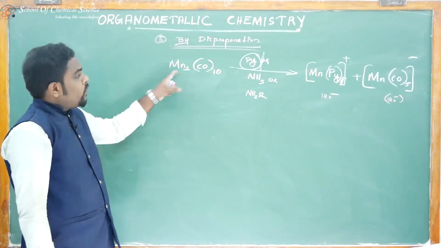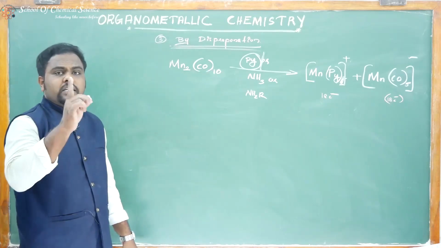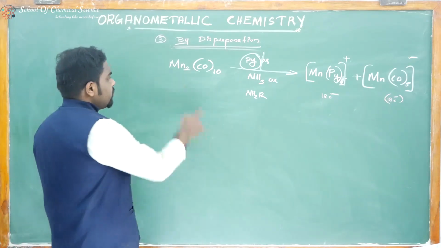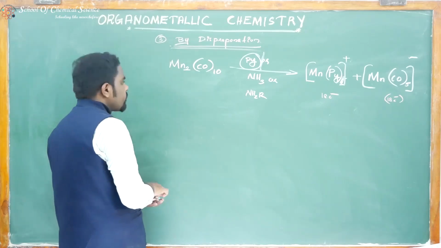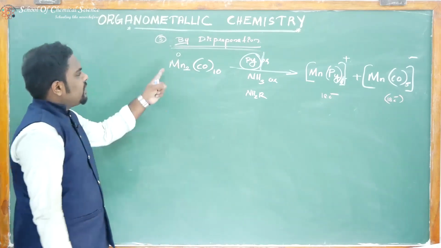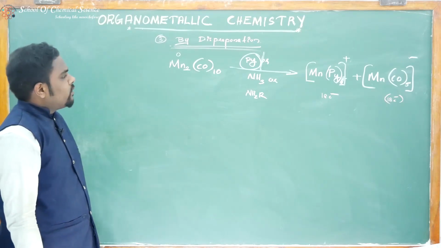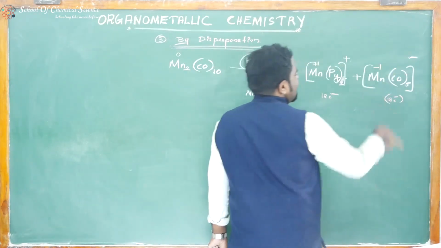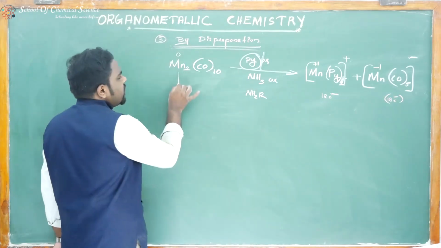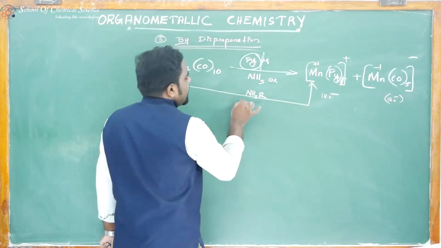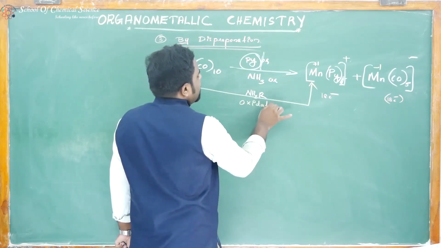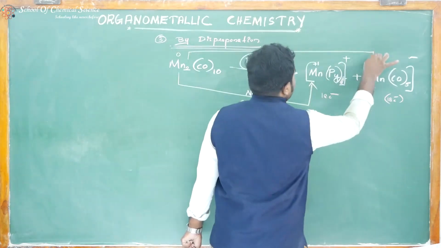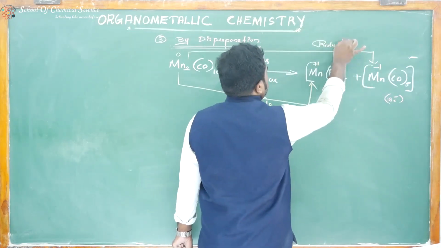My question: why is it called a disproportionation reaction? In a disproportionation reaction, one metal undergoes oxidation and the other metal undergoes reduction. Here two metals are there, both of them having oxidation state equal to 0. Here manganese plus 1, here manganese minus 1. So manganese 0 to plus 1: increase in oxidation number is called oxidation. Here manganese 0 to minus 1: decrease in oxidation state is called reduction.